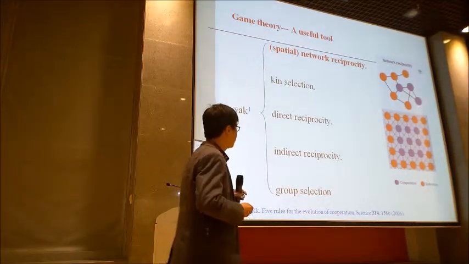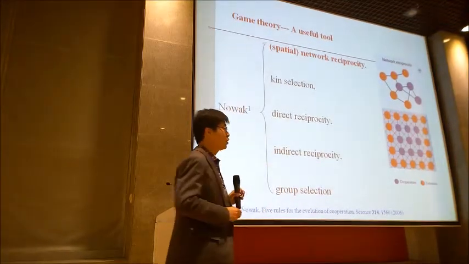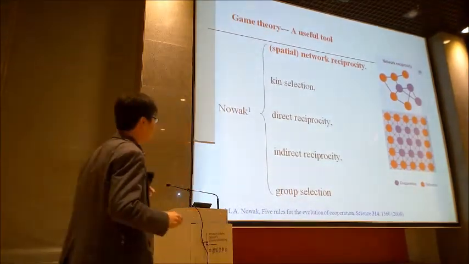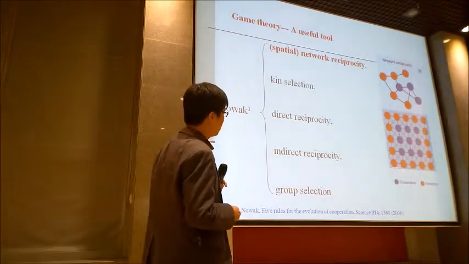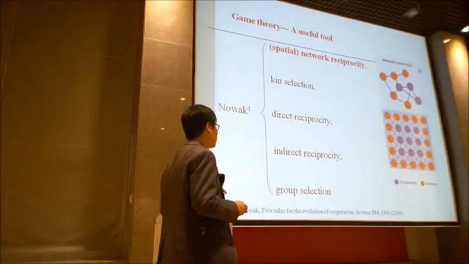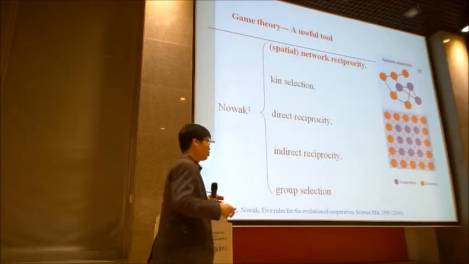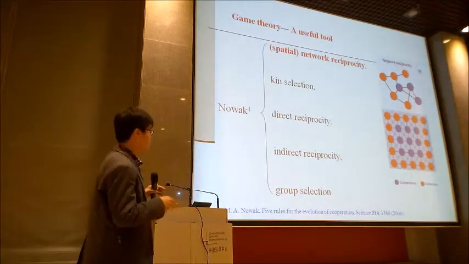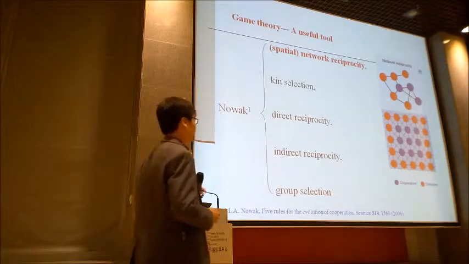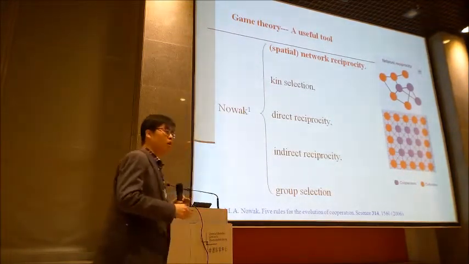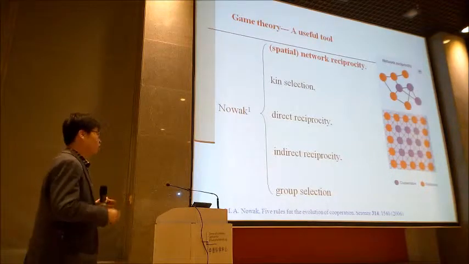And this is the schematic picture for the network reciprocity. From this video, we can see cooperation is denoted by the blue node. From this figure, we can see cooperation can survive through mutual support, through forming compact clusters. While till now, nearly all work is implemented on a single network.